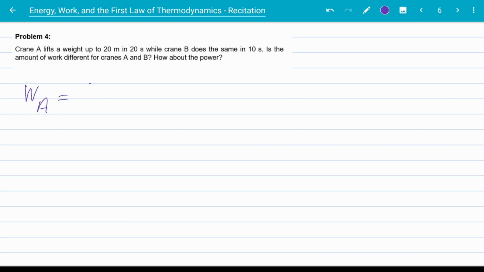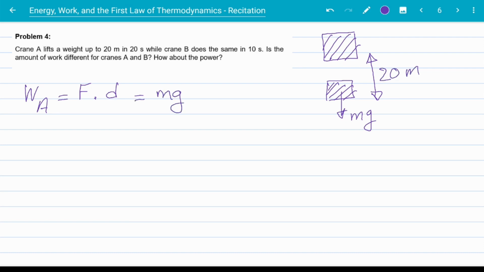Work of crane A is the force times the distance that the force is acting on the object. Now we have the box here. The force in question is the weight of the box, which is m times gravitational acceleration. And we are moving this box 20 meters up. So the work involved is mg, force, times the distance, 20.